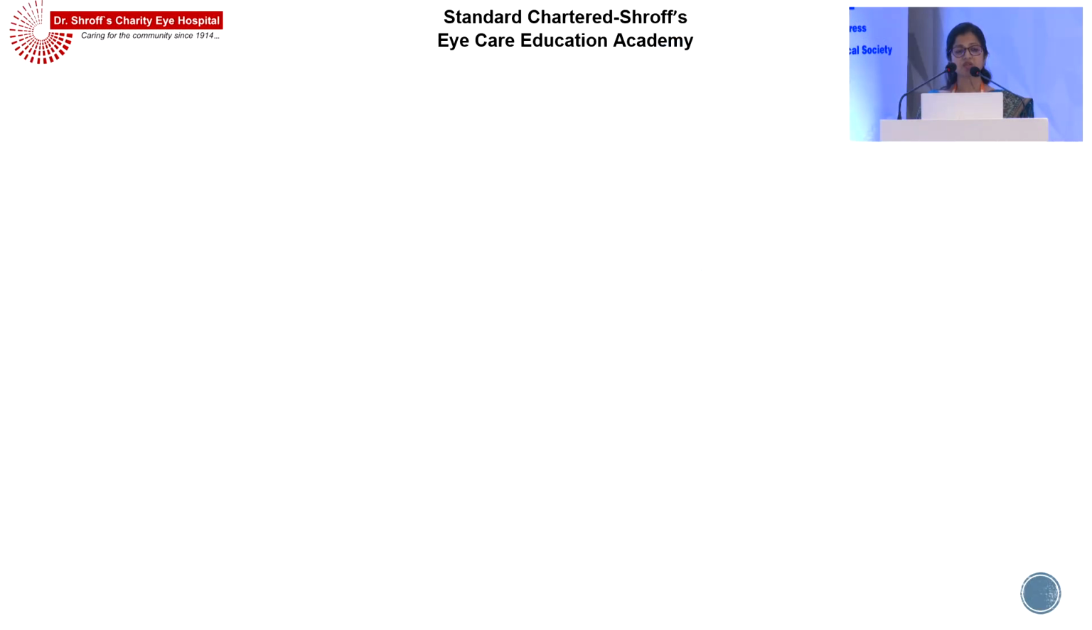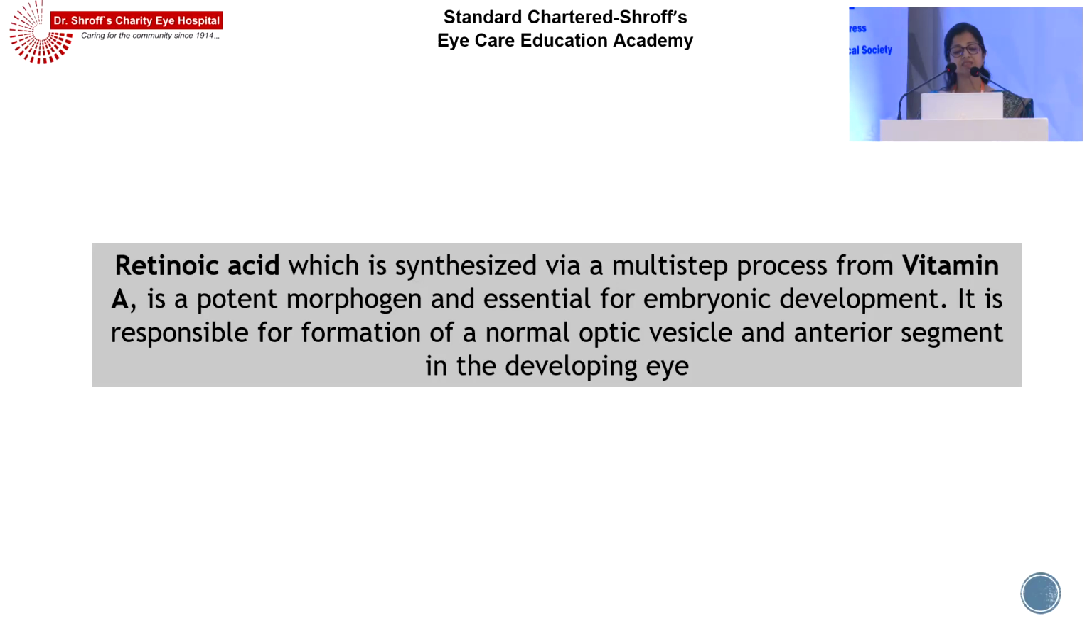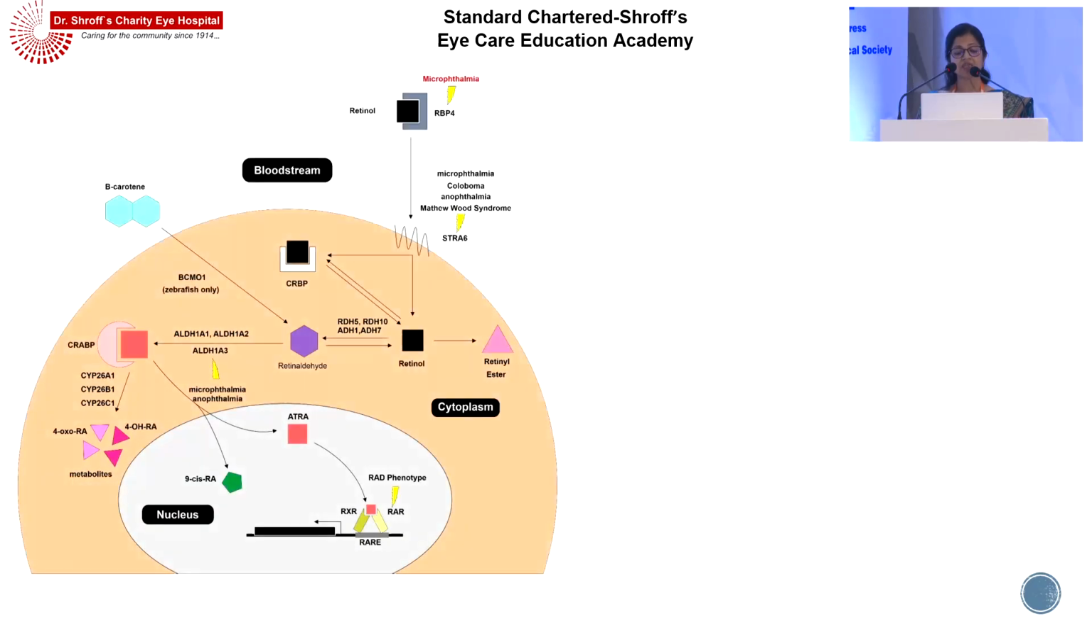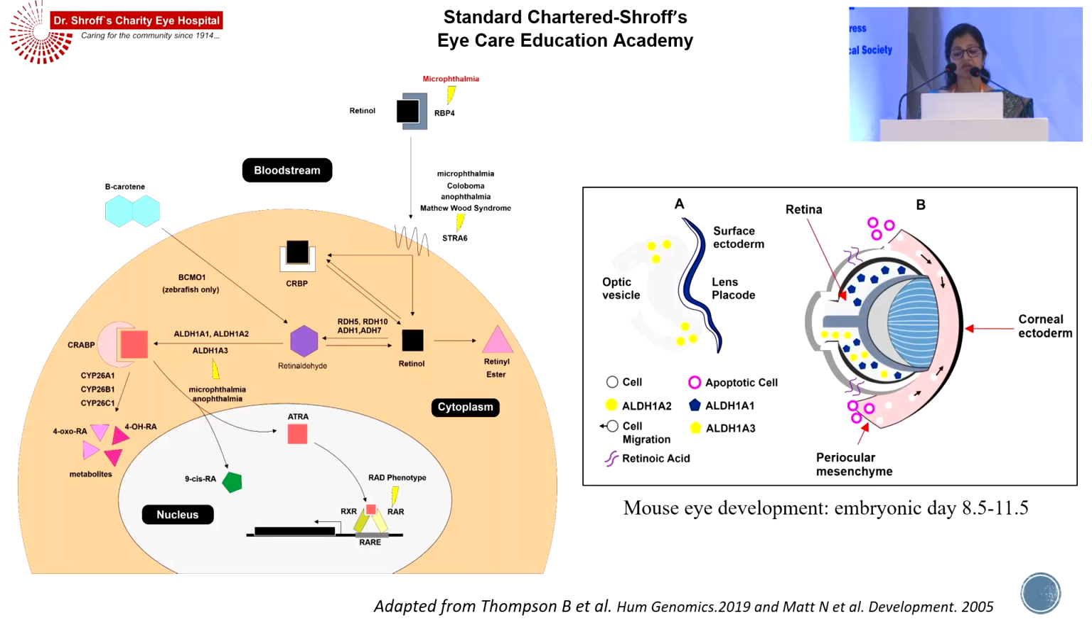And if we see what retinoic acid is, it is synthesized via a multiple step process from vitamin A. It is a potent morphogen and it is essential for embryonic development. It is responsible, in fact, for the development of the normal optic vesicle and the anterior segment of the developing eye. And this is a model just showing the various genes and how they interact in the cytoplasm and the nucleus, and a mouse model where all these genes are expressed in the early embryonic development of the eye.